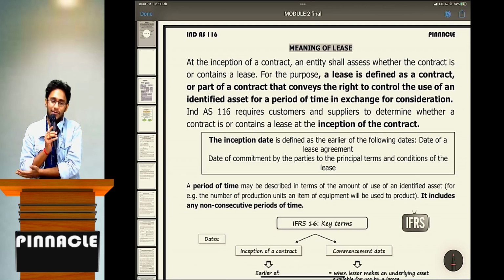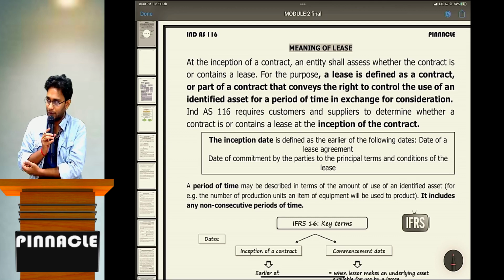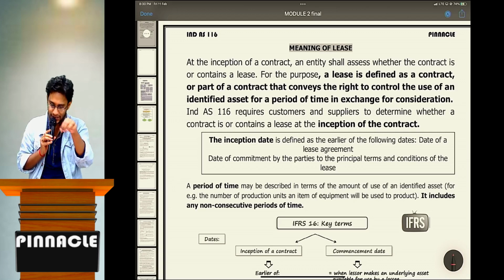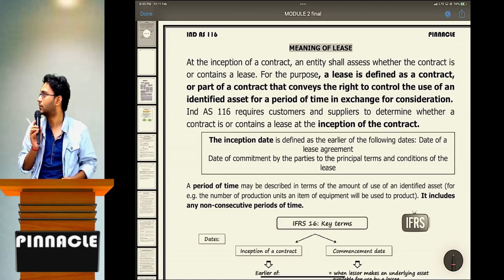Okay. So this is the main part of the standard. In fact, almost the next session will go only in understanding this paragraph. But today we'll start. At the inception of the contract, an entity shall assess whether the contract is or contains a lease. Stop there only.